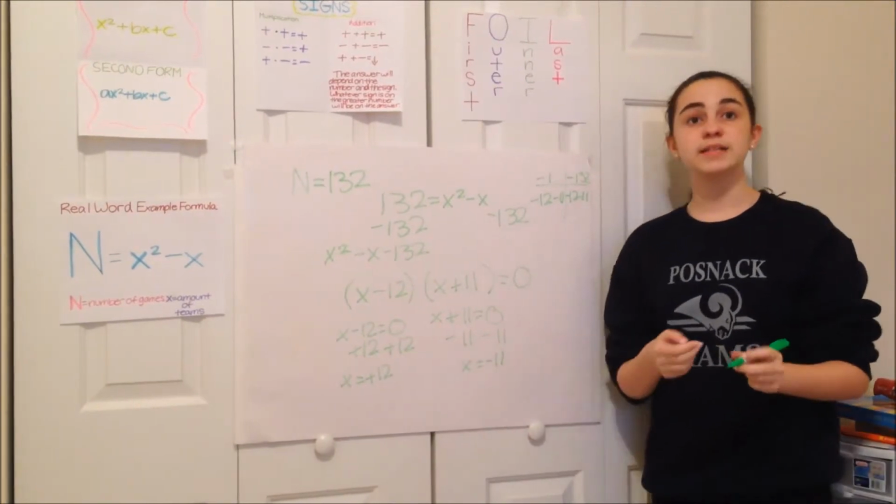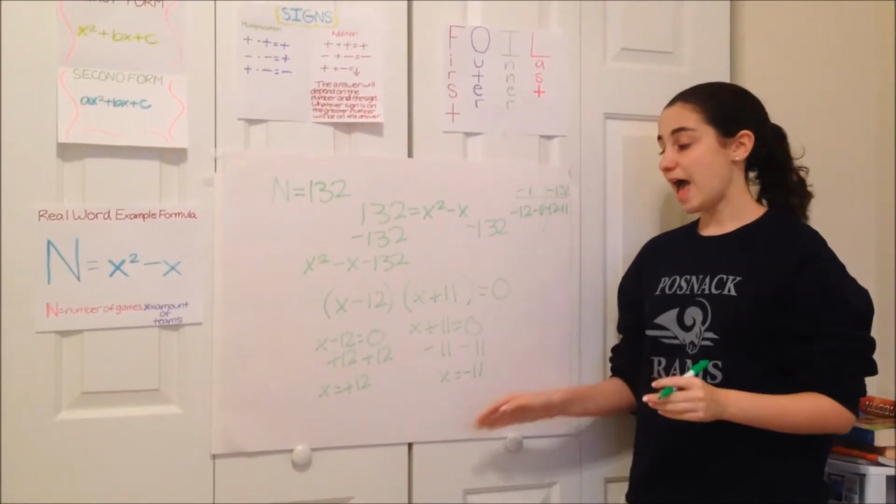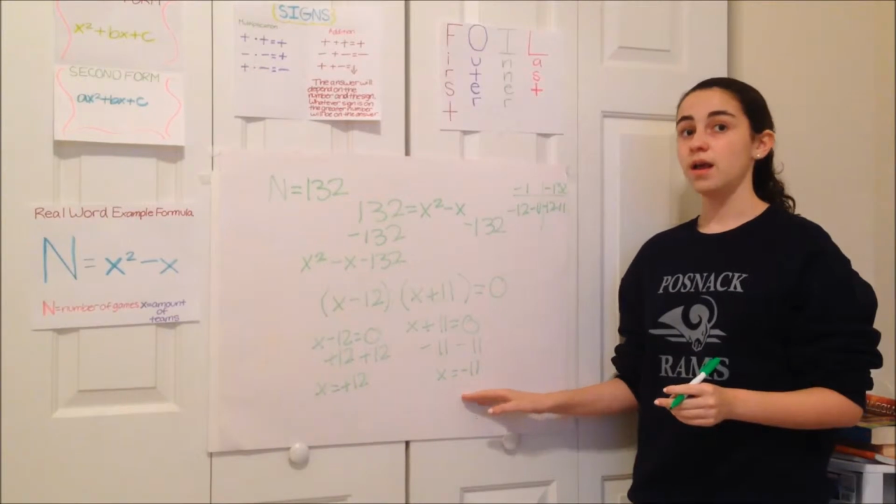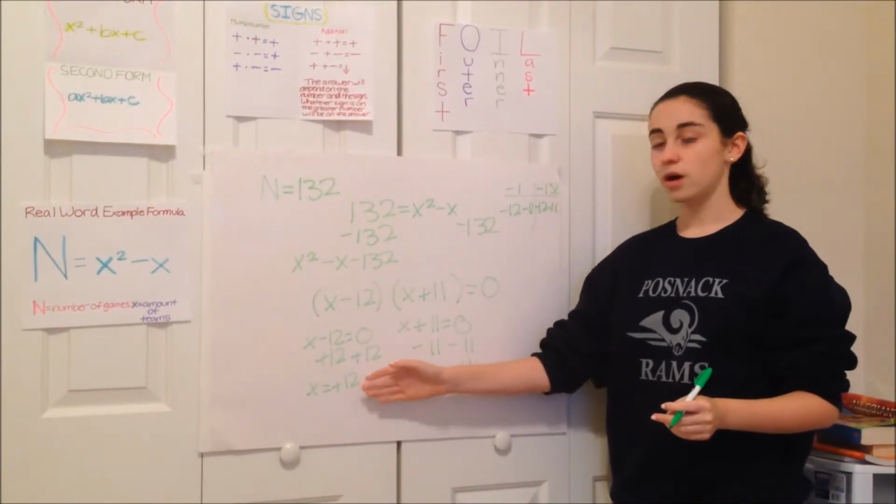Since x represents the number of football teams in a league, x cannot be negative. Therefore, the number of teams that can be in the league is 12.